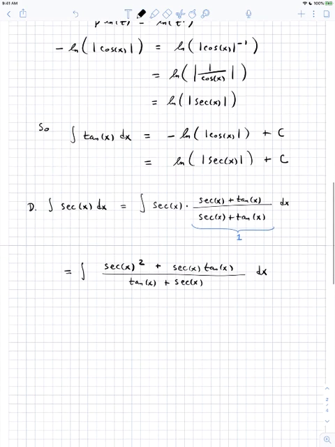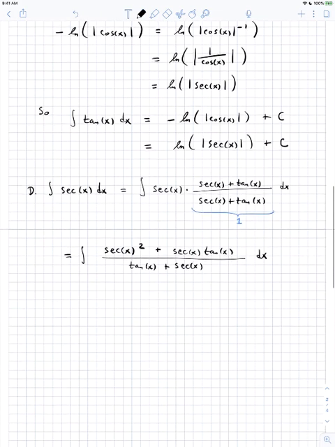Now, the better question is, why would we even think to do that? This is actually a case where we can use a substitution. And we're going to have the same kind of substitution that we did with tangent, where we let u be the denominator. U is going to be that denominator, tangent x plus secant x. Well, why would that be, you might ask? U equals tangent x plus secant x.